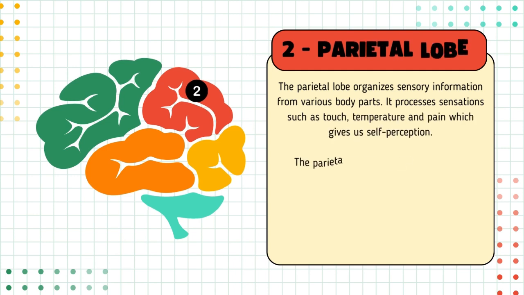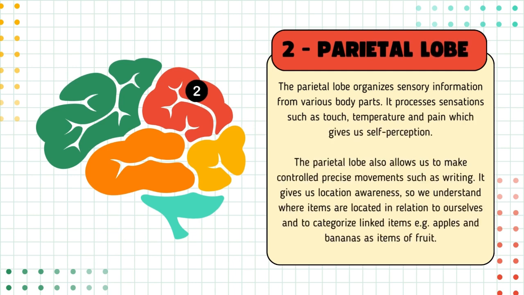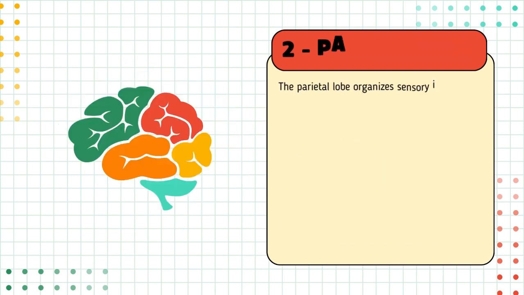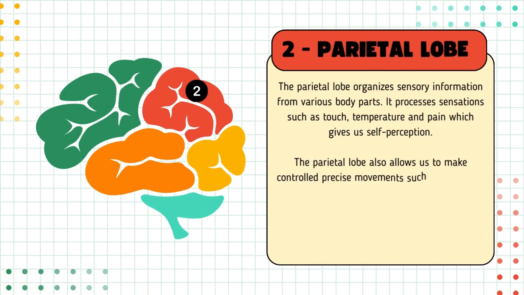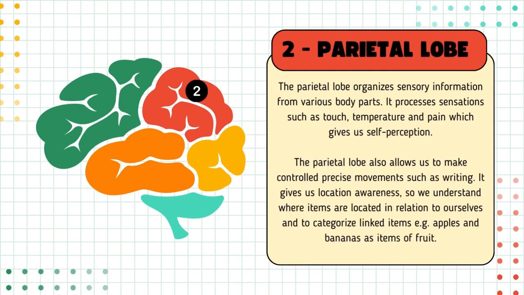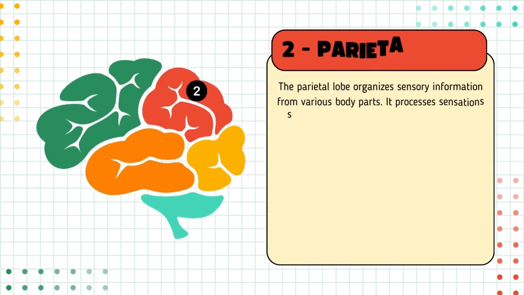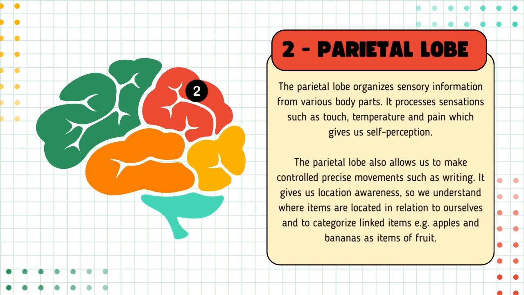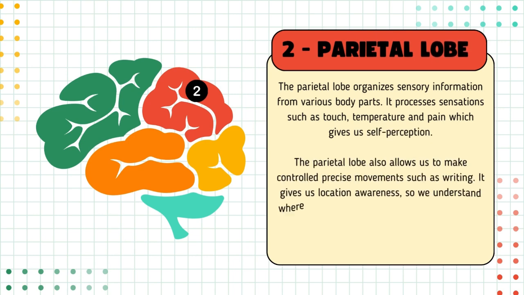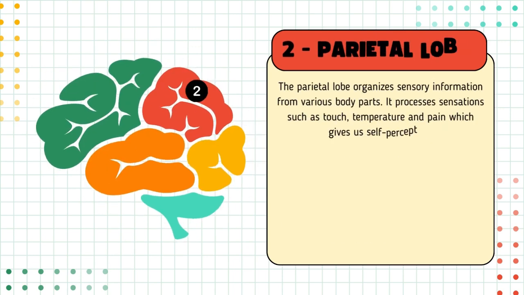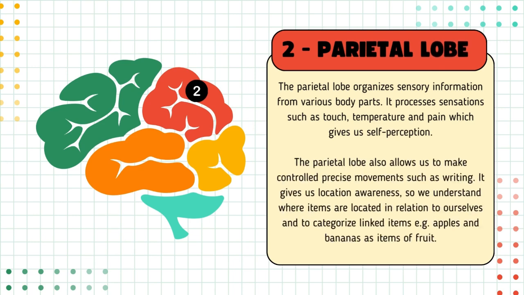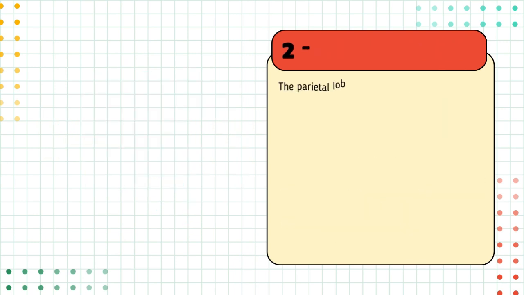2. Parietal lobe. The parietal lobe organizes sensory information from various body parts. It processes sensations such as touch, temperature and pain, which gives us self-perception. The parietal lobe also allows us to make controlled precise movements such as writing. It gives us location awareness, so we understand where items are located in relation to ourselves and to categorize linked items, e.g. apples and bananas, as items of fruit.